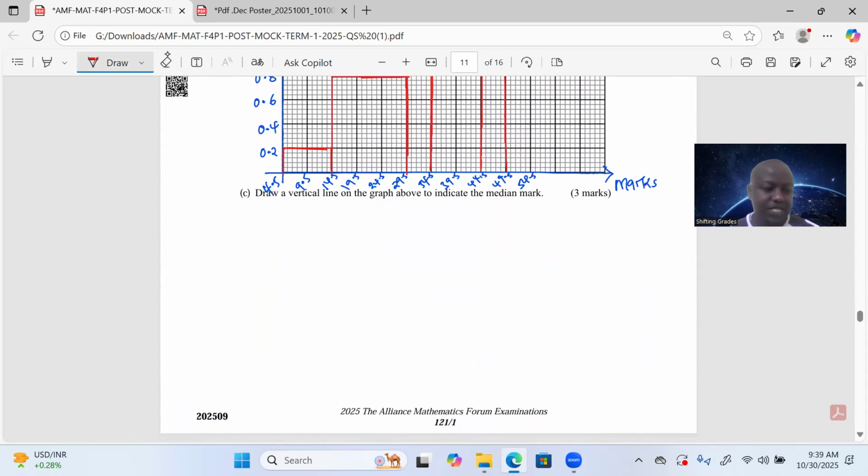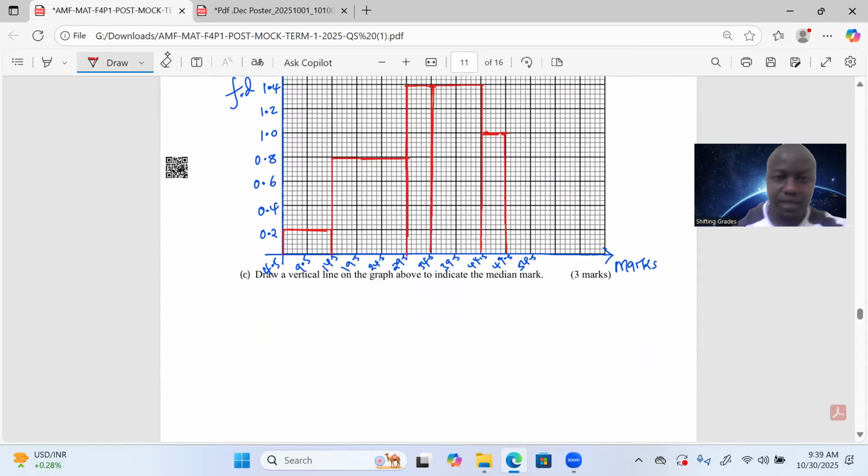Now look at part C of this. Part C says, draw a vertical line on the graph above to indicate the median mark. You've not even been told to find the median. You've been told to draw a vertical line to indicate it. So we shall both draw and also determine.